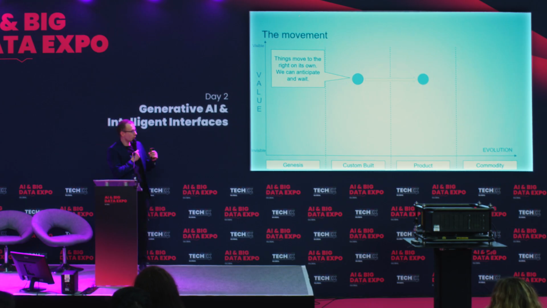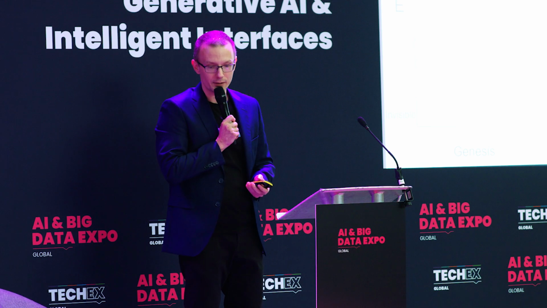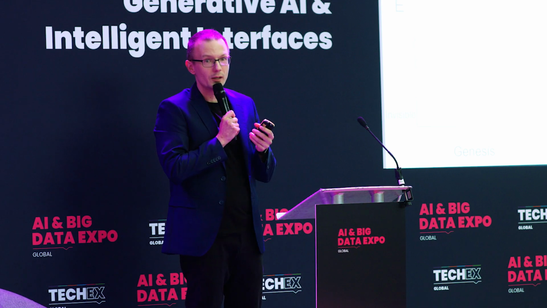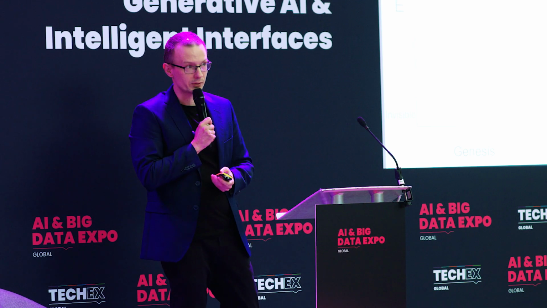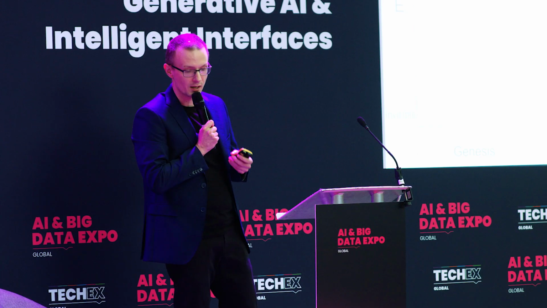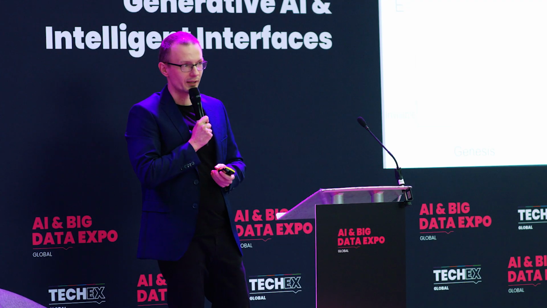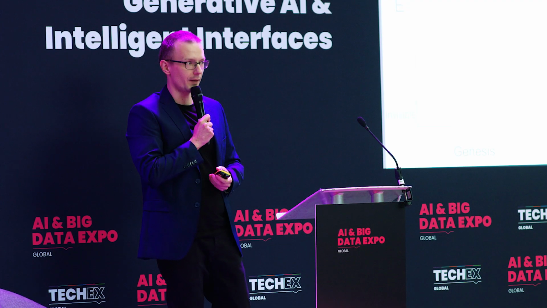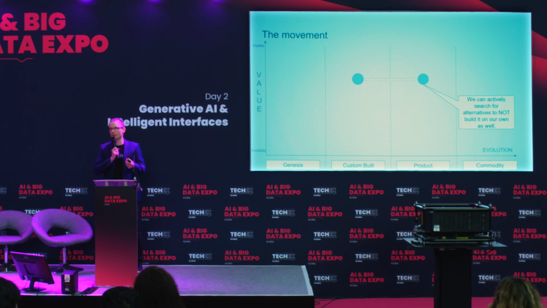We can either wait and anticipate, basically waiting till we can buy a product that supports us with this particular thing, or we can actively search on the market for a product that already provides that capability. So this is one observation, the movement. Things move, and they move towards being commodities.